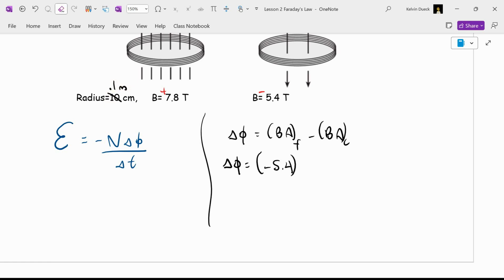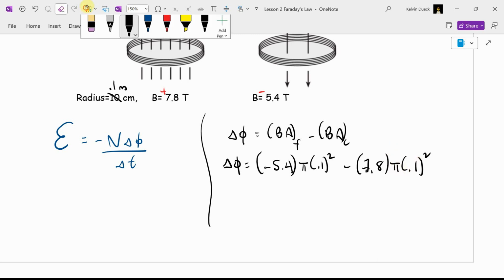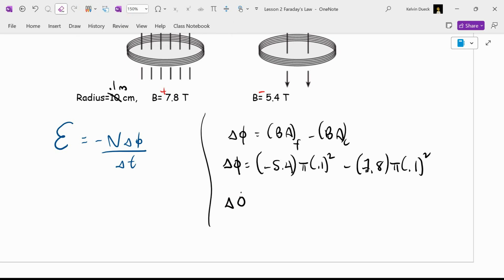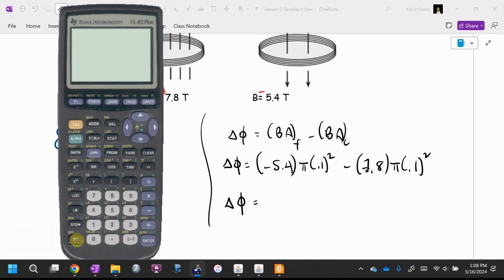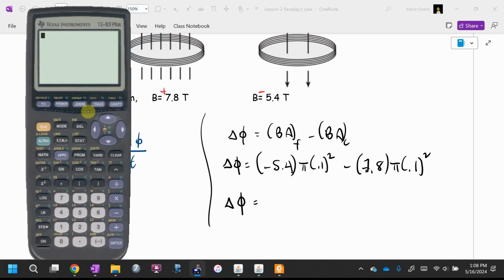What was the area of a circle? Do you remember? It's on your formula sheet too. Times pi times 0.1 squared minus magnetic field initial, 7.8 positive, times pi times 0.1 squared. I'm going to find the change in flux. I'll just store it on my calculator, and then I'll walk it over to Faraday's law.